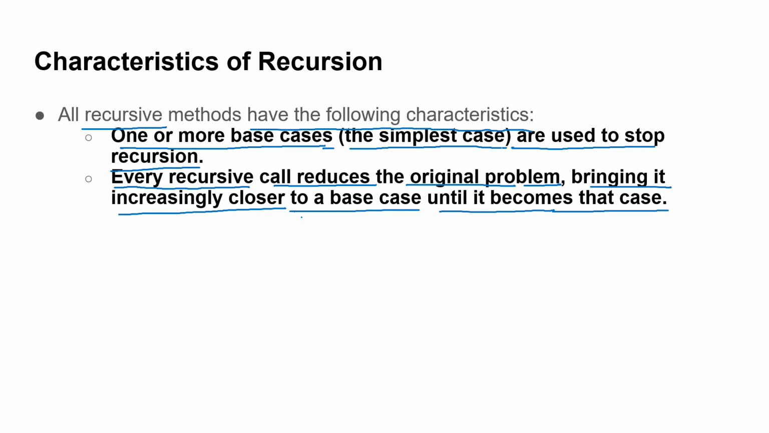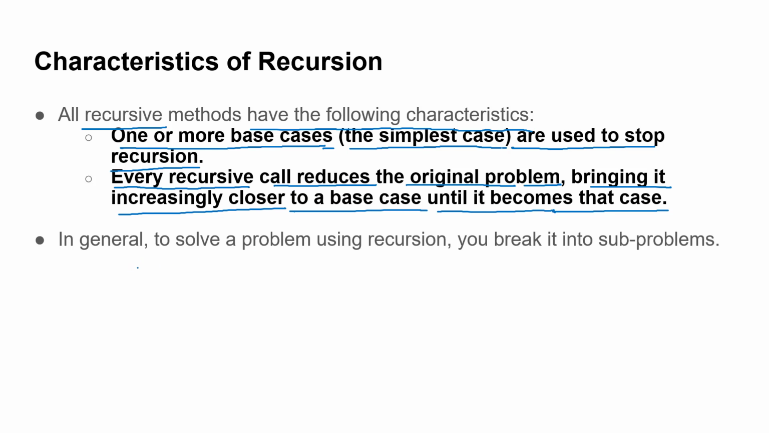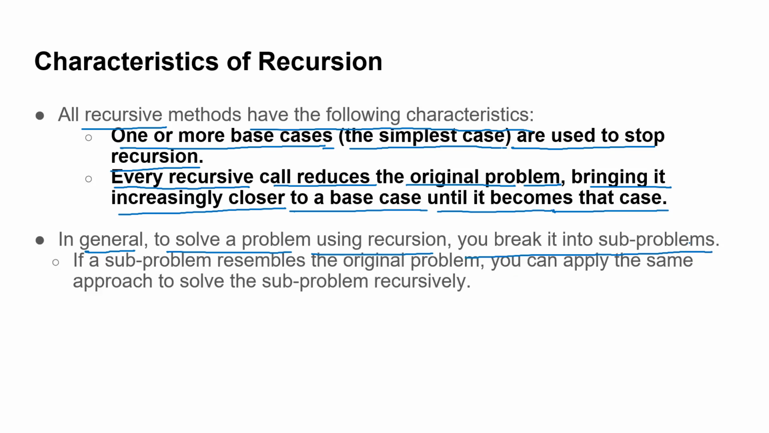Whenever you are making a recursive call, then the recursive call involves the invocation of the same method with smaller and smaller parameter. Okay, so if you have to solve a problem recursively, then what we should do in general, to solve a problem using recursion, we need to break it down into subproblems. And this subproblem should resemble the original problem. So if you could break your problem in such a way that the subproblem resembles the original problem, then you can apply the same approach to solve the subproblem recursively.